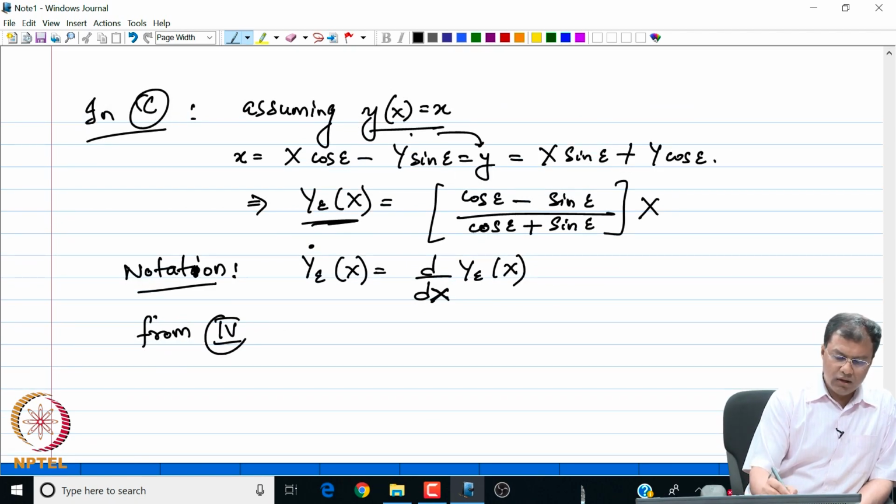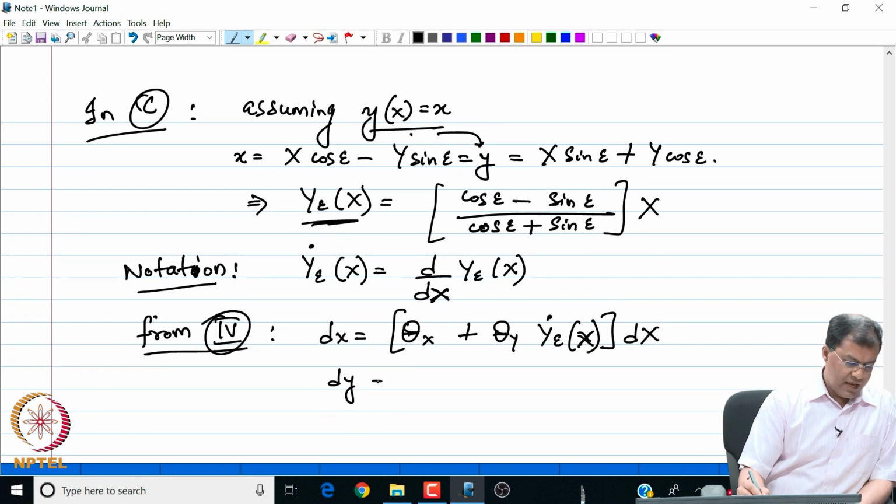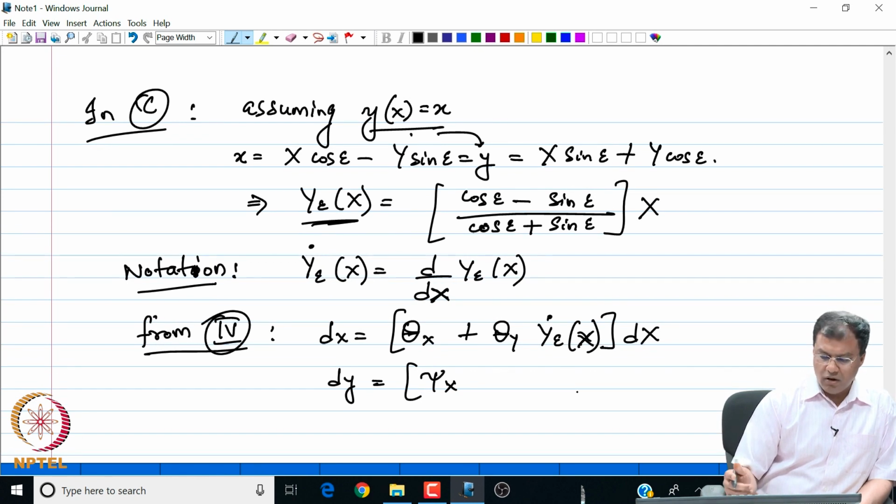So, from 4 I see that my dx is equal to theta x plus theta y, y dot epsilon of x. So, this is also equal to dx, and my dy is my transform, the following expression: psi x plus psi y times y dot epsilon of x, dy dx.